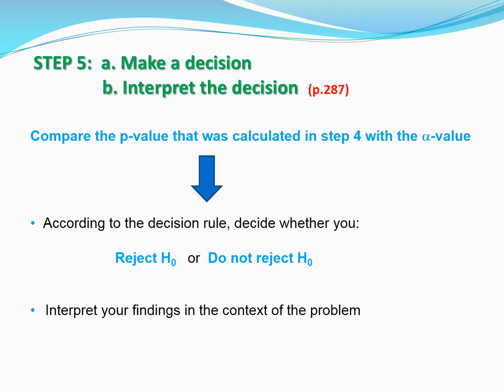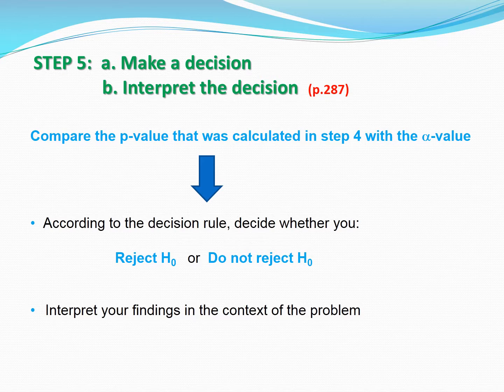Then in step 5, we make our decision. So there you compare the p-value to the significance level, and you will decide then whether you reject the null hypothesis or you do not reject the null hypothesis according to the decision rule. And then finally you interpret your decision in the context of the problem. So there you practically write down what does it mean if I reject the null hypothesis or I do not reject the null hypothesis. And you always make the conclusion in terms of the alternative hypothesis, and I'll explain this in the example.